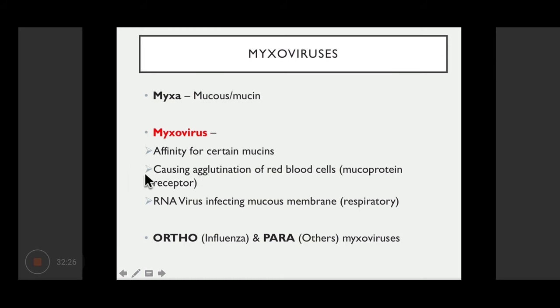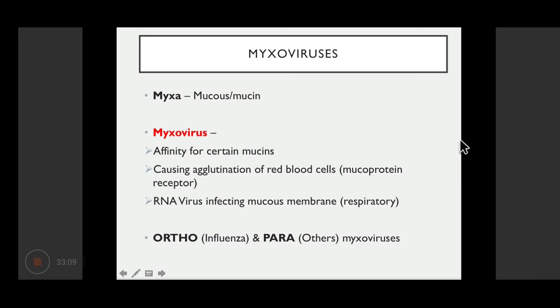Okay, so the next virus that we are going to talk about are the myxoviruses. Myxa means mucus or mucin, mainly because they have affinity for certain mucinous substances. They are able to cause agglutination of the red blood cells, RBCs. If you mix these viruses with RBCs, then the RBCs would clump together, or get agglutinated, because of the presence of a specific protein on the virus that links to the mucoprotein receptor on the RBCs.